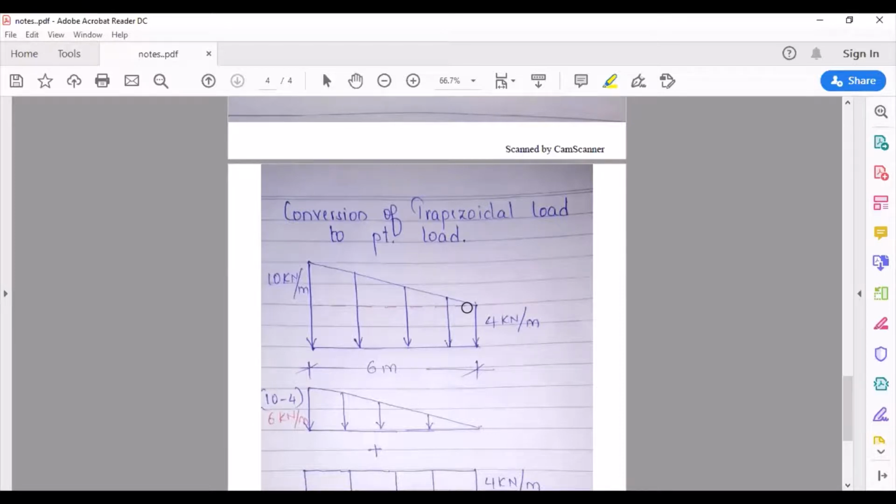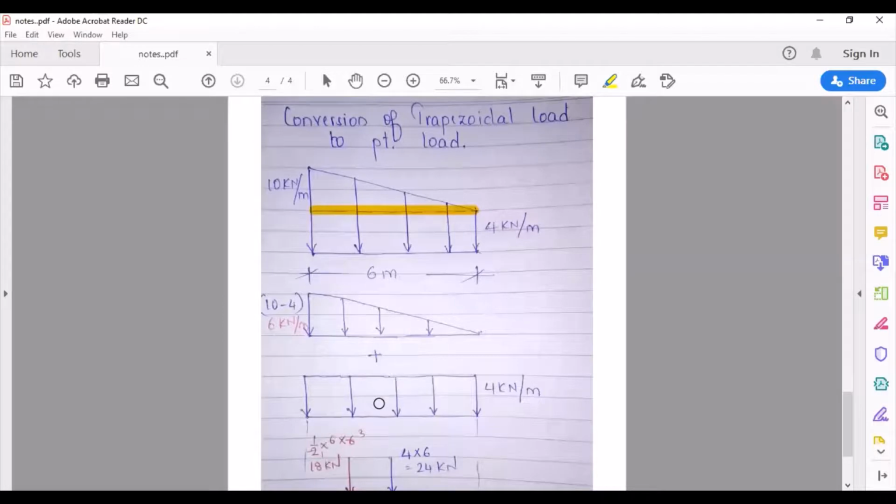For that, I will first split this trapezoidal load into two diagrams. I hope everybody can see this dotted line which I have drawn in red ink. If I draw a straight line here, this trapezoid is distributed into a triangle and a rectangle. That is, it is UVL plus UDL.